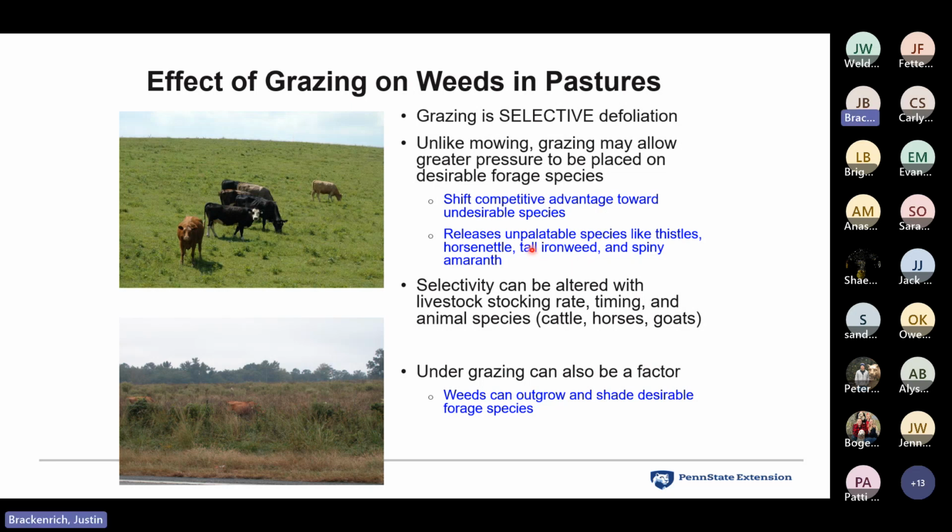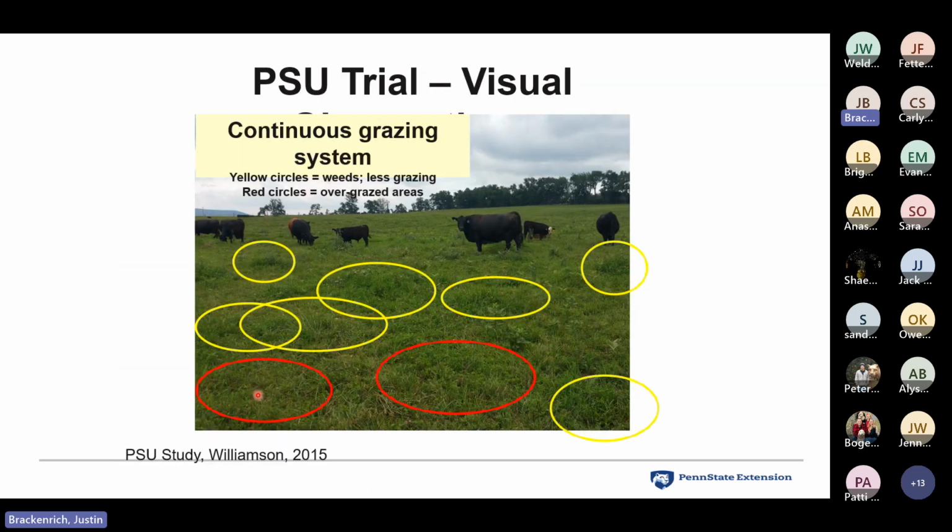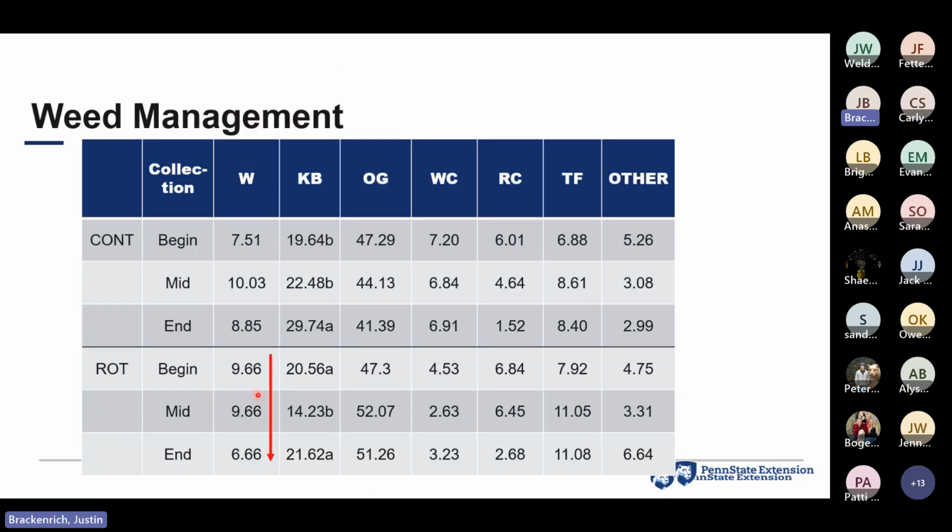As we overgraze, we start to release some of these understory things like horse nettle and amaranth and thistles. When we're in this, we start to release more of our woody herbaceous stuff, right? Our multiflora rose, our barberry, our autumn olives. That's what starts to kind of express there.